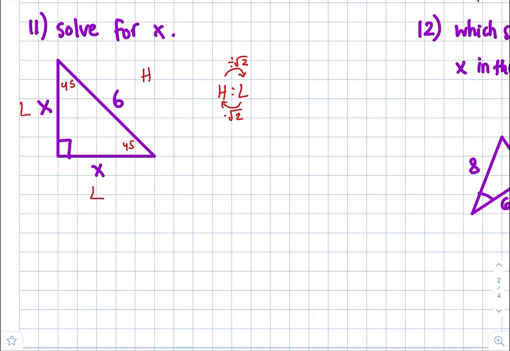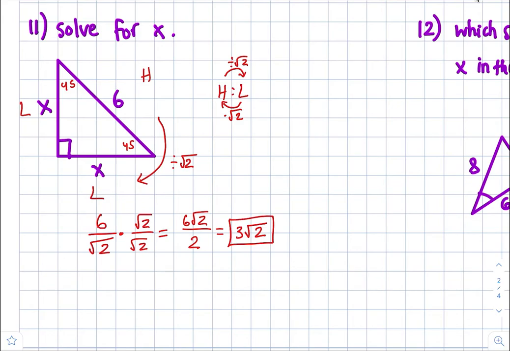So to find x, we're going from hypotenuse to a leg, which means we gotta divide 6 by radical 2. So 6 over radical 2. Can't have a radical in the denominator, so you gotta multiply top and bottom by radical 2. 6 times radical 2 is 6 radical 2. Radical 2 times radical 2 is just 2. Can't simplify that, but you can simplify 6 over 2, which is just 3, and the radical is still there. So for this one, x would have been 3 radical 2.